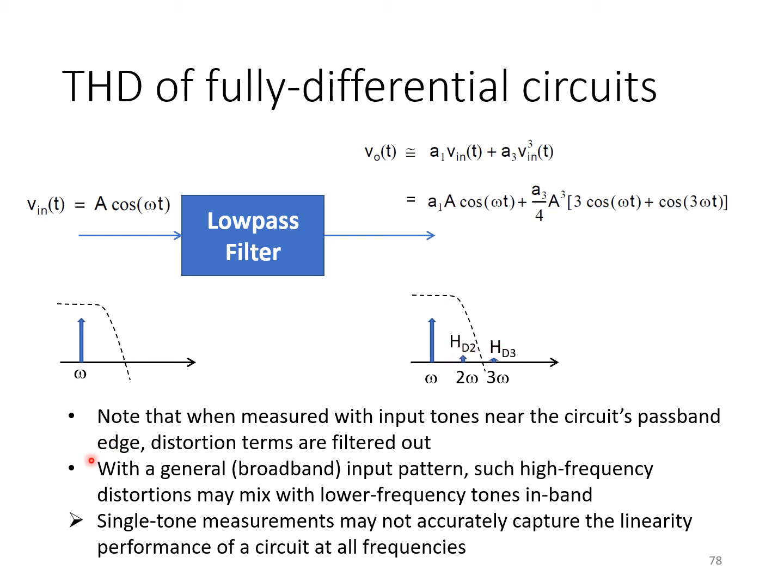But in general, with a broadband input waveform, such high frequency distortions may mix with lower frequency tones in band. So for this reason, single tone measurements may not accurately capture the linearity performance of a circuit at all frequencies, especially when broadband inputs are required in practice. This is a problem also when measuring bandpass circuits, that is, circuits that exhibit gain over only a narrow range of frequencies. In such cases, it's practically impossible to capture the linearity performance using just a single tone input.